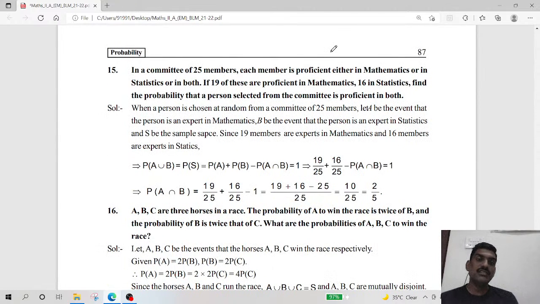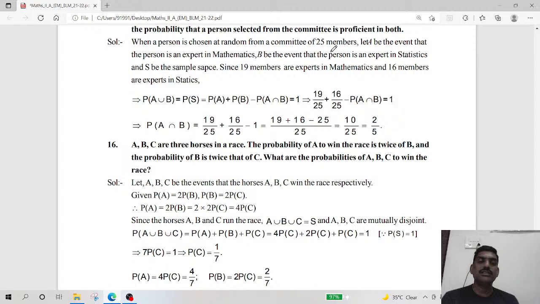Question number 15. In a committee of 25 members, each member is proficient either in mathematics or statistics, or in both. 19 of these are proficient in mathematics, 16 in statistics. Find the probability that a person selected from the committee is proficient in both. A is given, B is given, the intersection we have to calculate.